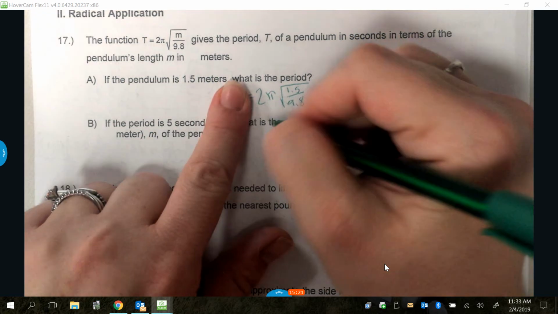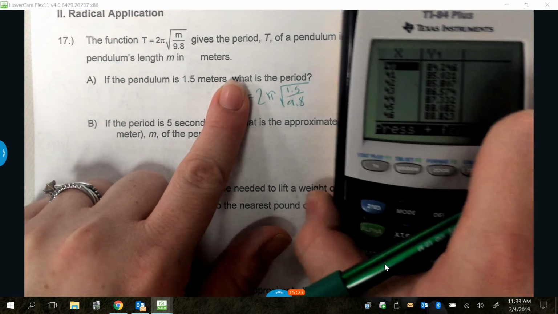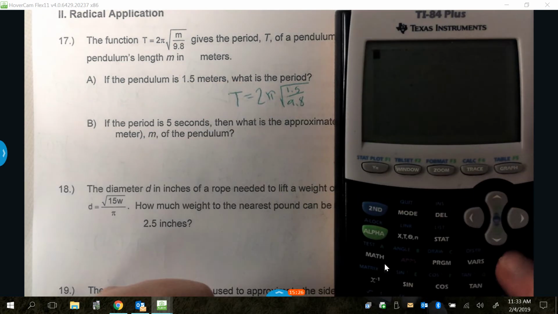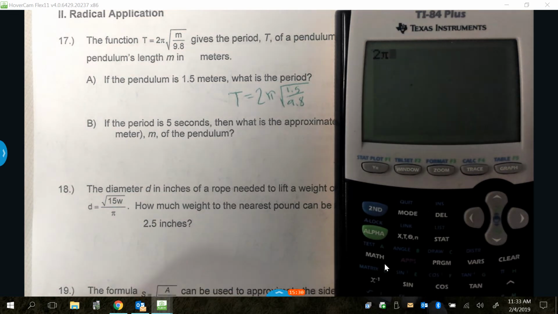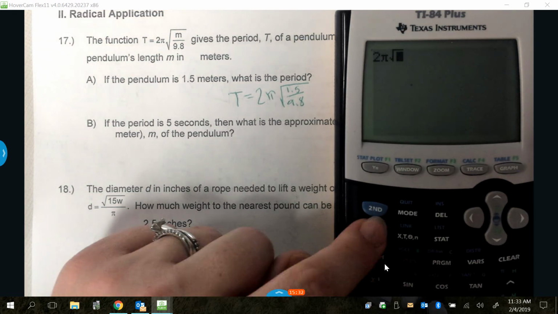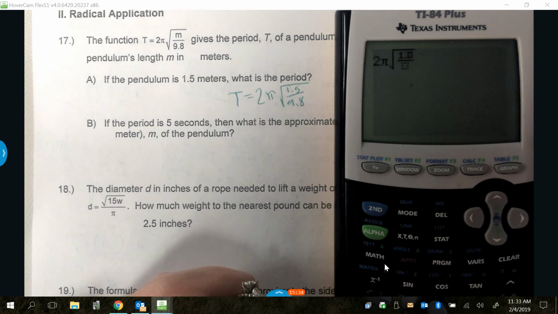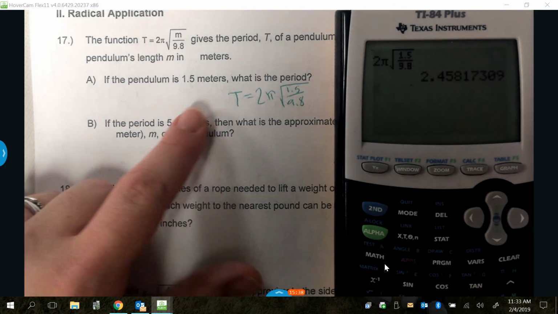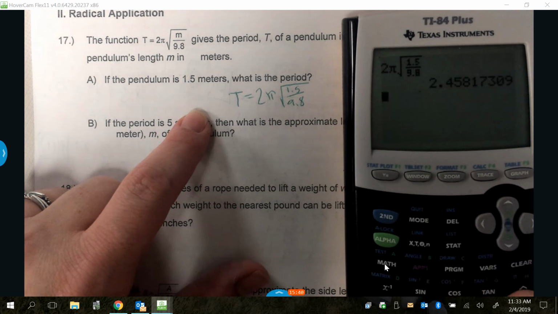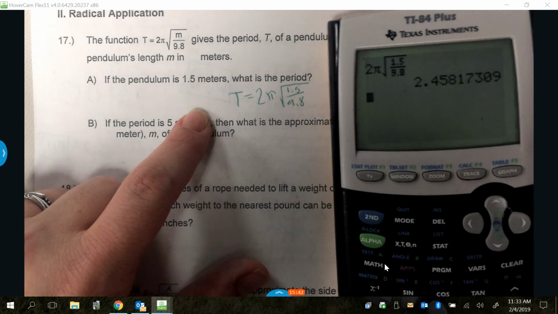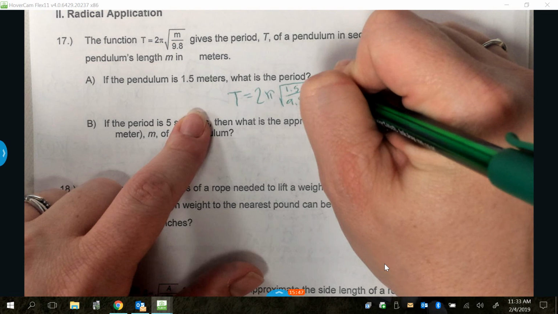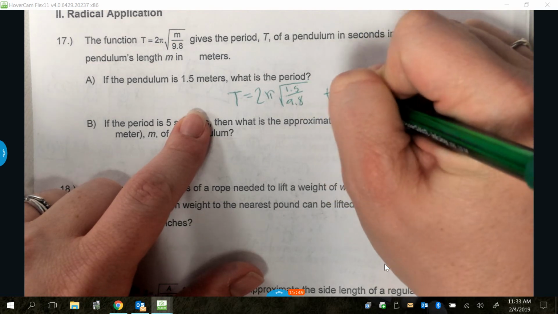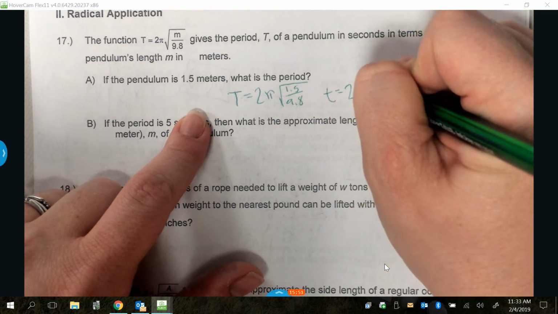Well, guys, there's no unknown, so type it in your calculator just the way you see it in your home screen. 2, second, this little caret on top is pi, square root, alpha y equals enter, 1.5 over 9.8. So my answer is 2 point, so what does it say, round? It doesn't say. So we'll just say 2.5. So the period is 2.5 seconds.